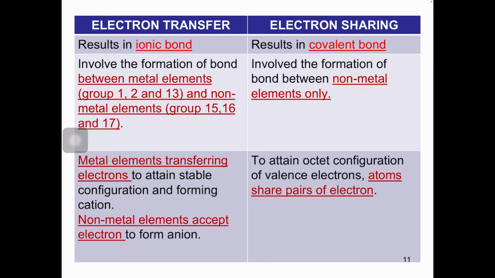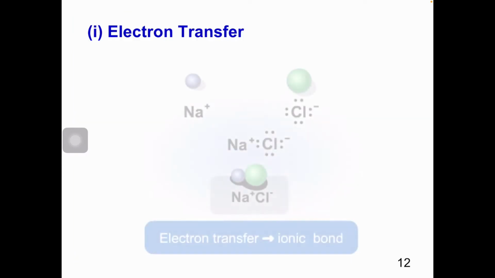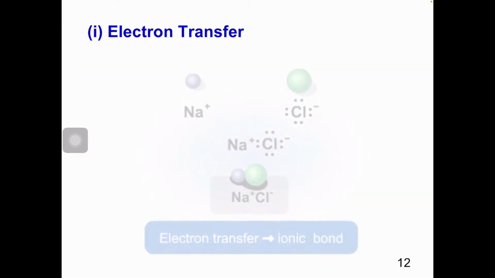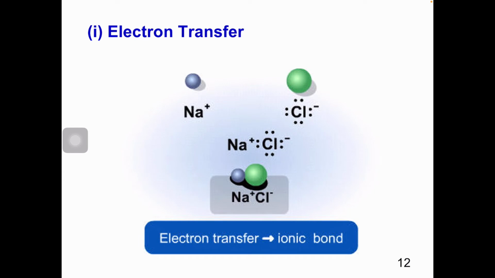So this table summarizes the covalent bond as well as the ionic bond. These two you should be able to read. Ionic bond involves metal and non-metal, whereas electron sharing is more about sharing of electrons. So this is an example of electron sharing. Okay, this is an example of electron transfer to form the ionic bond.